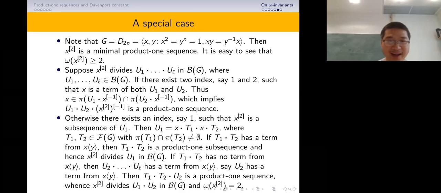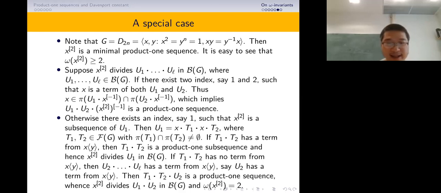We take the term x out from u1 and take the term x out from u2. Since x has order 2, now the x is a product. Now x is in the set of products of the remaining sequence of u1 and the remaining sequence of u2. So we consider this sequence u1, u2 and take the sequence x to the power 2 out. The remaining sequence is a product-1 sequence.